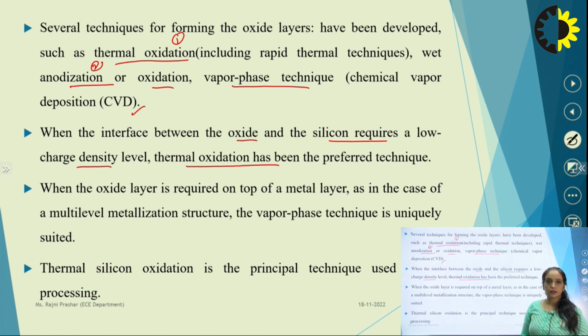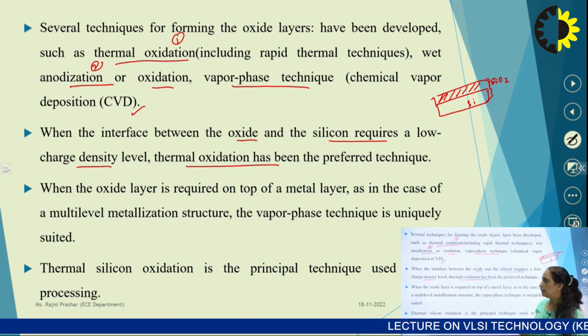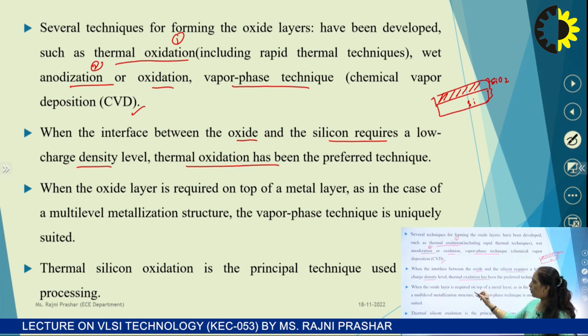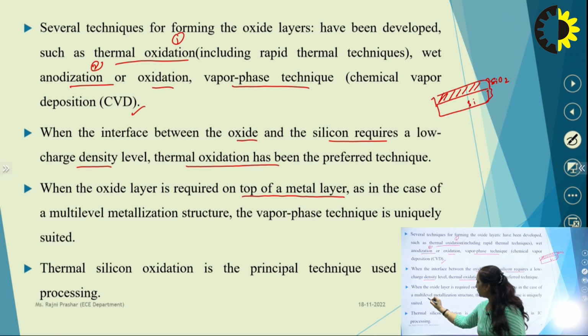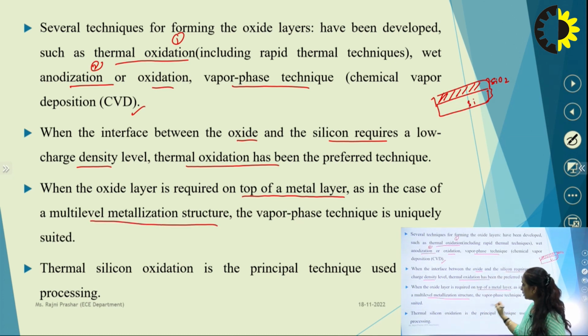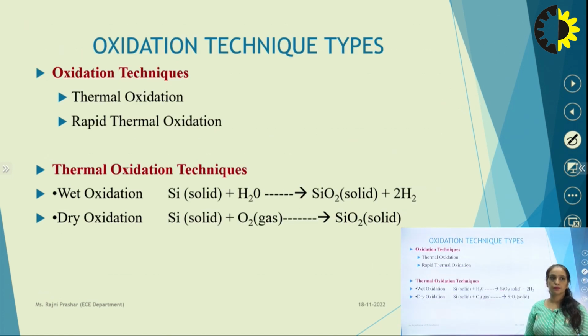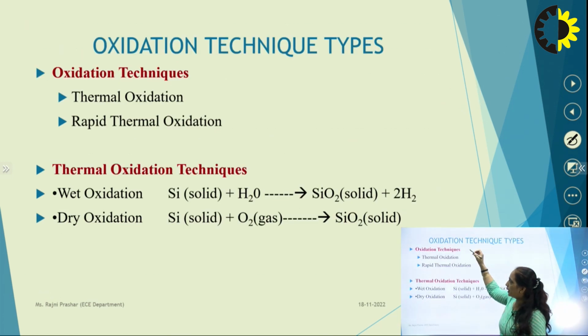Okay, so when we have silicon and silicon dioxide, and between this interface we need a very small charge density, then the thermal oxidation technique is used. When the oxide layer is required on top of the metal layer, in a multi-level metallization structure, the vapor phase technique is used, and thermal silicon oxidation is the principal technique used in IC fabrication technology.